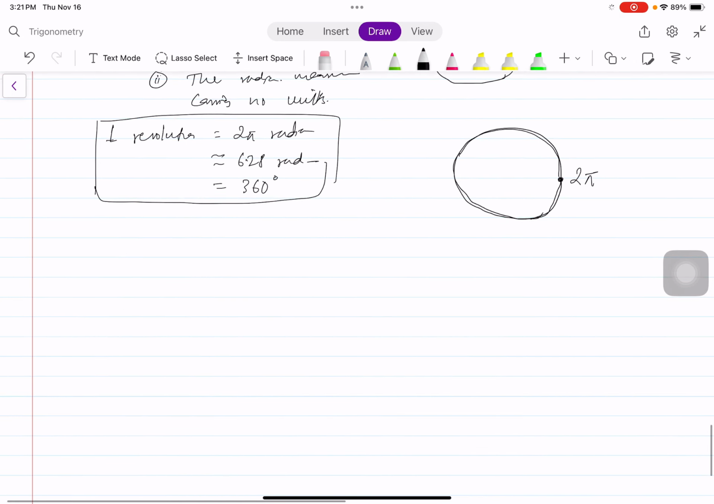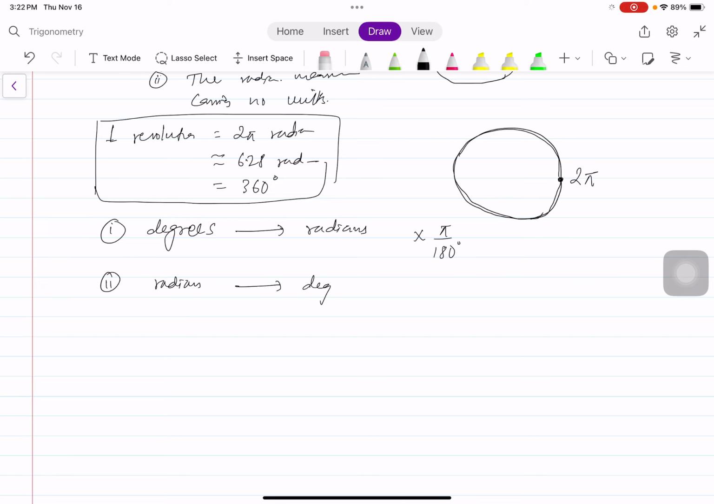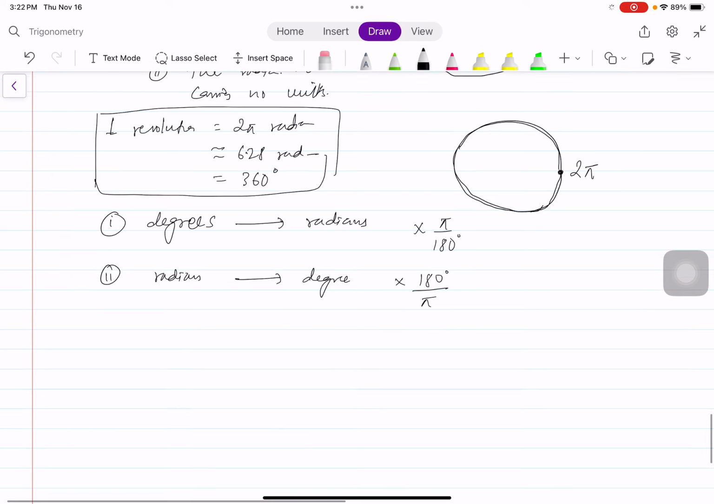So what does this imply? This implies that when we are given any angle in degrees, and we wish to go to radians, we multiply by pi over 180 degrees. If we are given any angle in radians, and we wish to go to degree units, we multiply it by 180 degrees over pi.